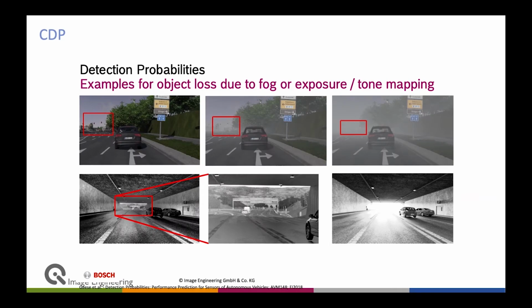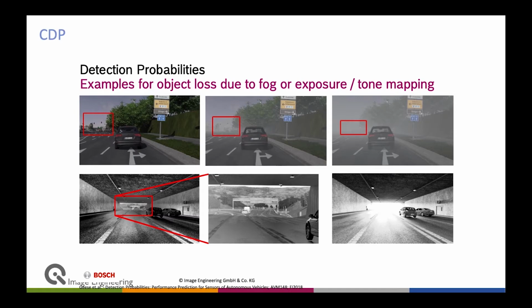So why CDP? What CDP wants to do is the contrast detection probability. So it wants to say, how well can a camera capture a certain contrast? And so we assume that the contrast of a certain object, so object to the background, for example, is a key performance indicator for the camera, that it can detect an object.